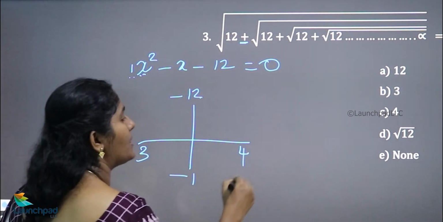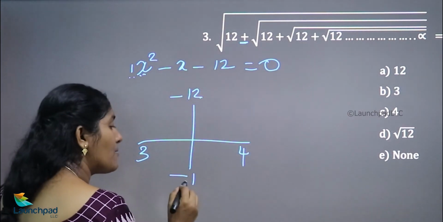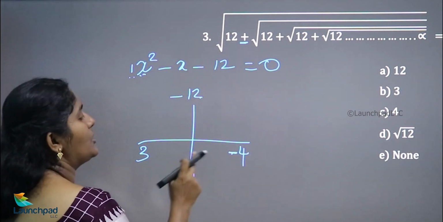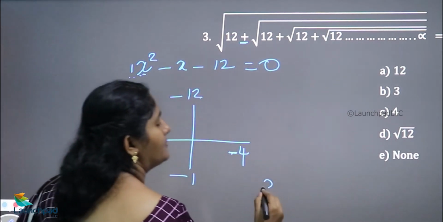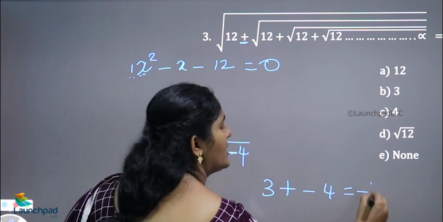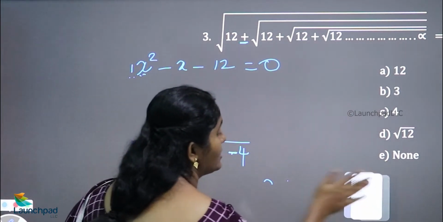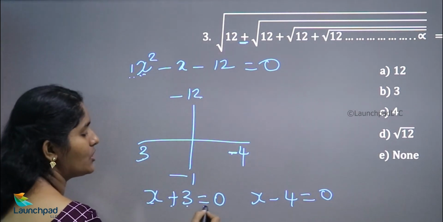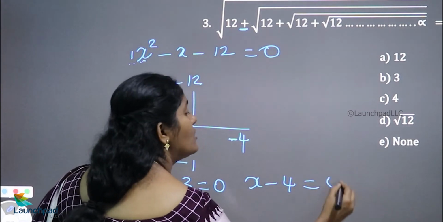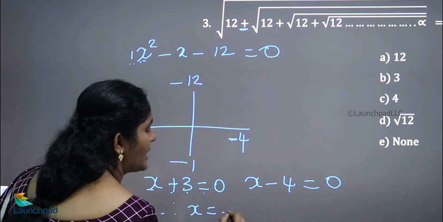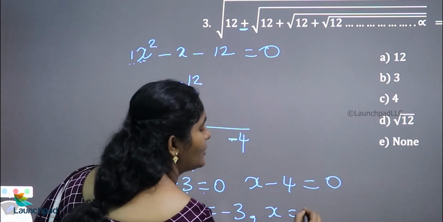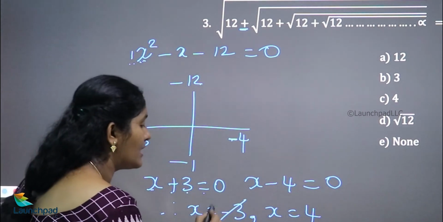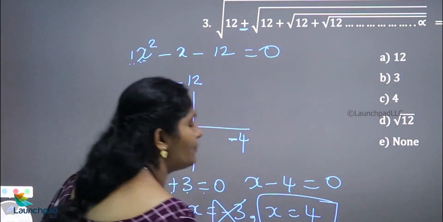3 fours are 12, but I need minus 12. And for minus 1, the bigger number should have the minus symbol. So 3 into minus 4 is minus 12, and 3 plus minus 4 is minus 1. Finally we got the factors for x: x plus 3 equals 0, x minus 4 equals 0. Therefore, x equals minus 3 and x equals 4. The negative value should not be considered here. So the answer is x equals 4.